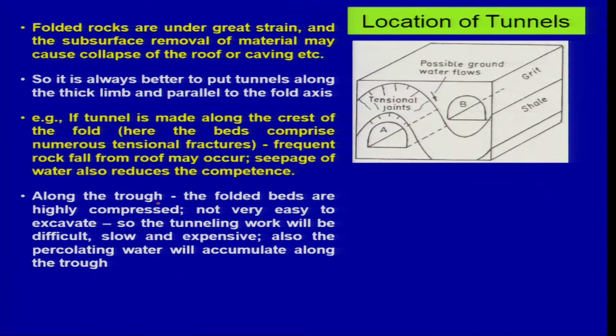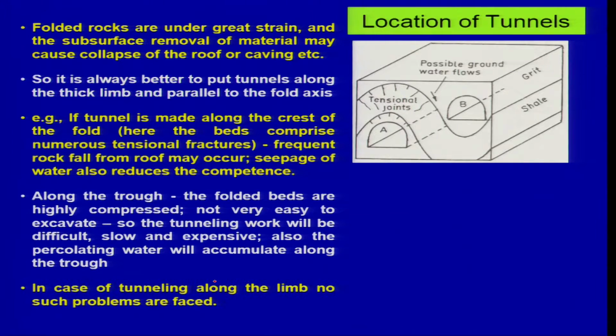Now, along the trough, this is the B part which has been shown here. If you take the tunnel along the B part, the folded beds are highly compressed there. It is not very easy to excavate again. So, tunneling work will be difficult, slow and expensive. Also, percolation of water will be very high in the trough part. So, a syncline is again not advisable. In case of tunneling along the limb, no such problems are faced.